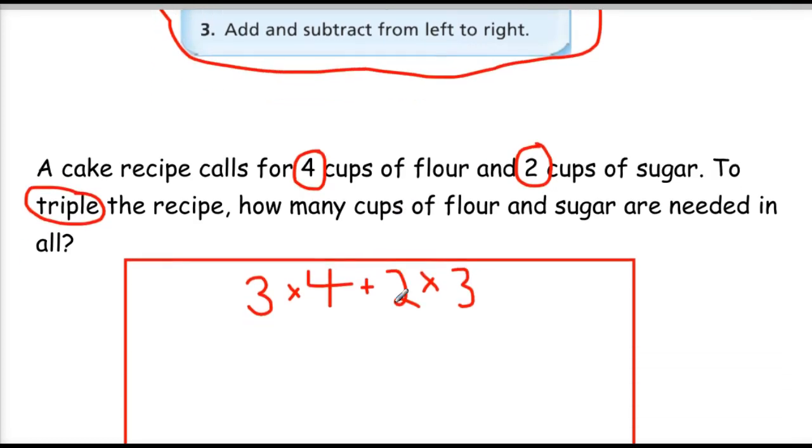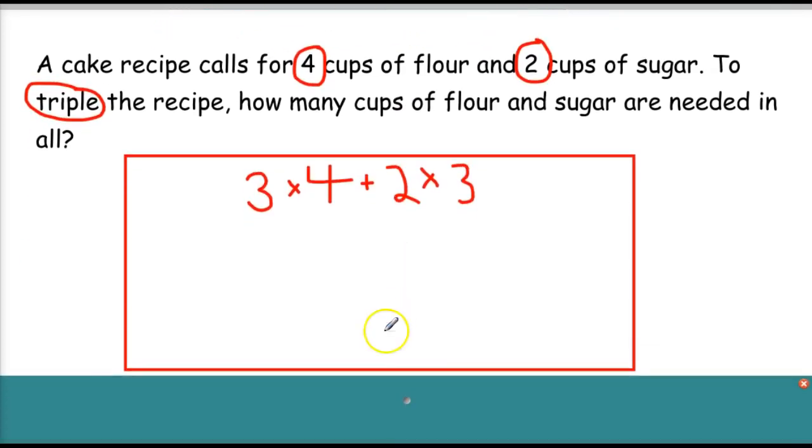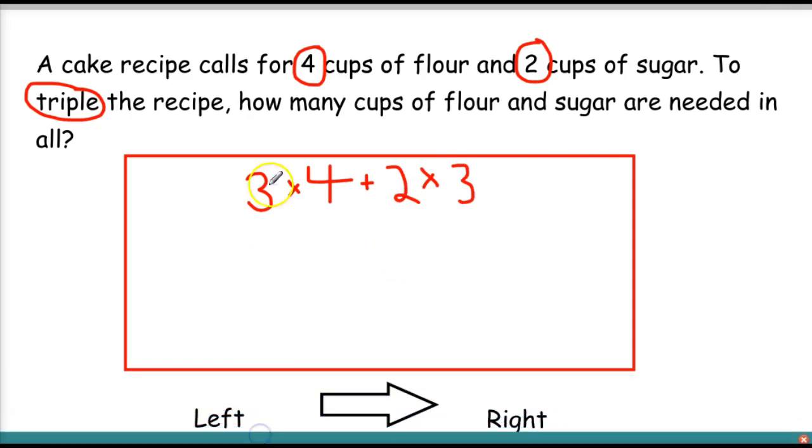So I'm going to look through my numeric expression here, and I'm going to look for any multiplication or division. Well, you see multiplication right here and multiplication right here. Now, when I say from left to right, that means you're going to start at the beginning here and you're going to go across. So my first multiplication that I'm going to do is 3 times 4, which is 12. Then I'm going to leave my other operation sign in here, and I'm going to add, but I'm going to complete my next multiplication problem, which is 2 times 3, which equals 6.